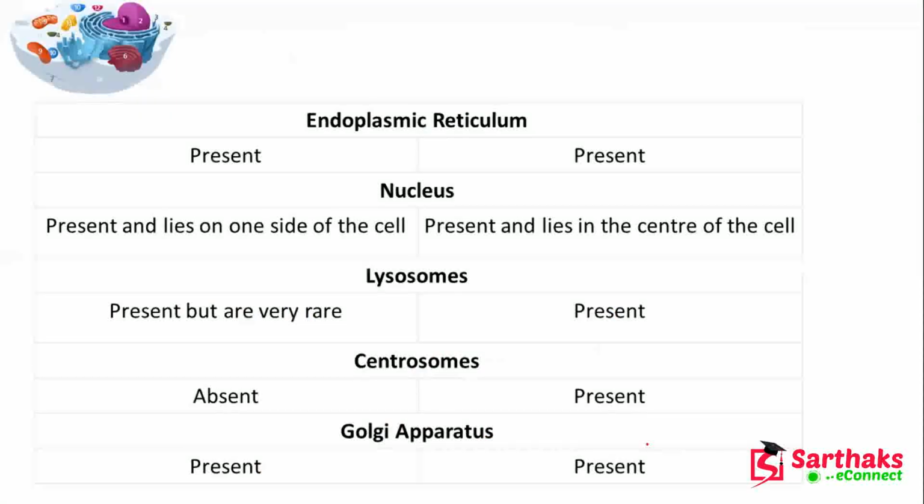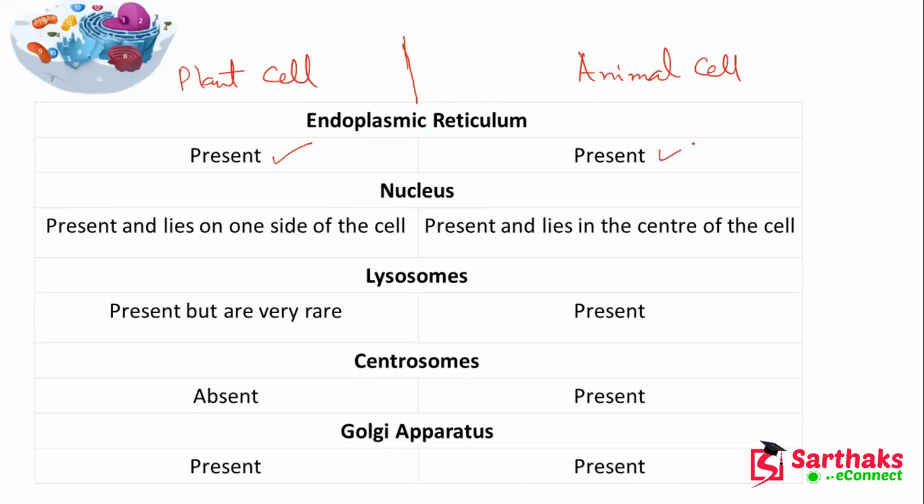Okay. Now, the endoplasmic reticulum. I am writing here, this column is for plant cell and this column is for animal cell. So the endoplasmic reticulum is present in the plant cell and also in the animal cell. That means in both cases it has the endoplasmic reticulum.